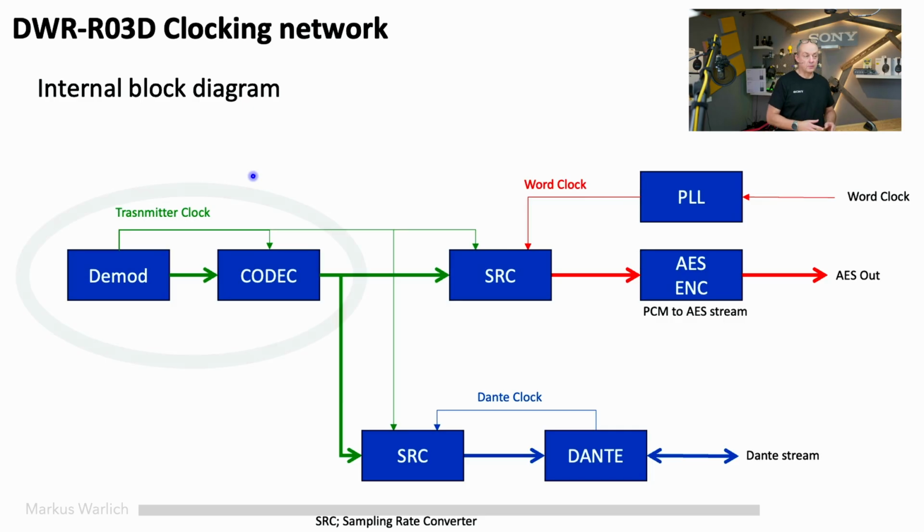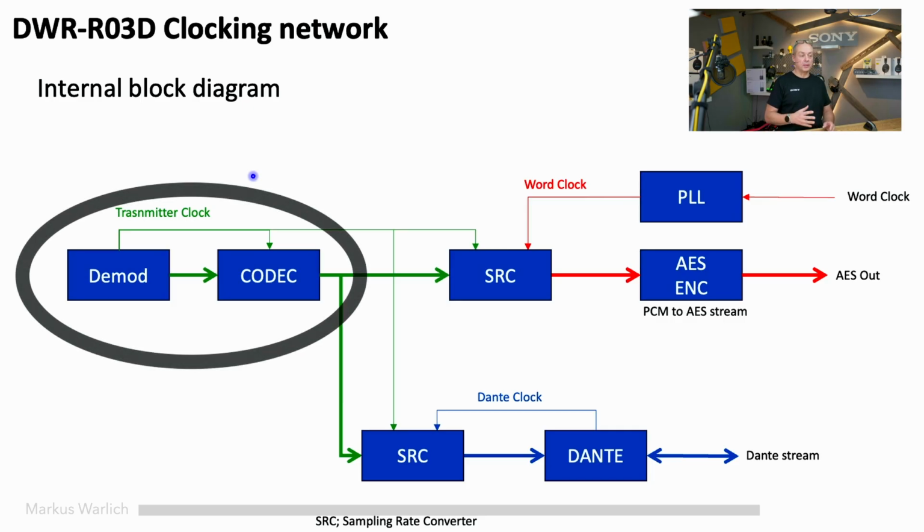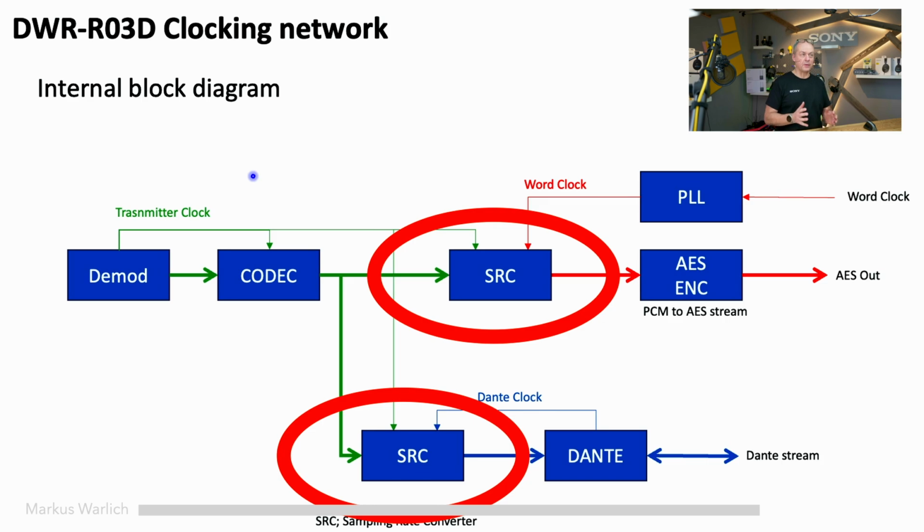The signal starts with the modulation inside the transmitter, which also generates some metadata and a clock. This is transmitted over the air to the receiver, demodulated, and then goes into the codec. The codec splits the signal into 3 parts: metadata, audio stream and the clock signal. These are fed into 2 independent sample rate converters. This is the important point here.